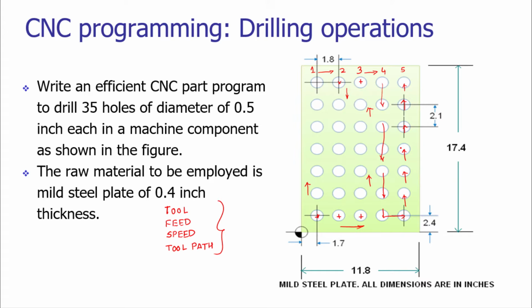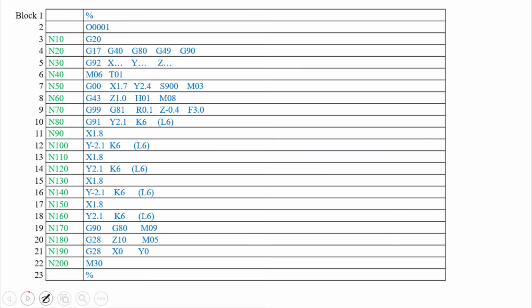So based upon this tentative planning, let us write the CNC part program. On your screen you can see the CNC part program. A variety of codes are written in a block-wise manner.